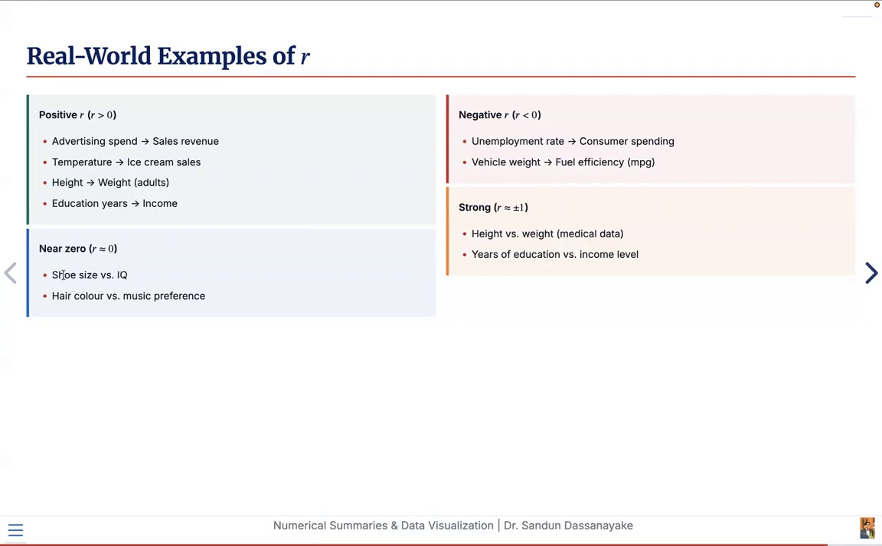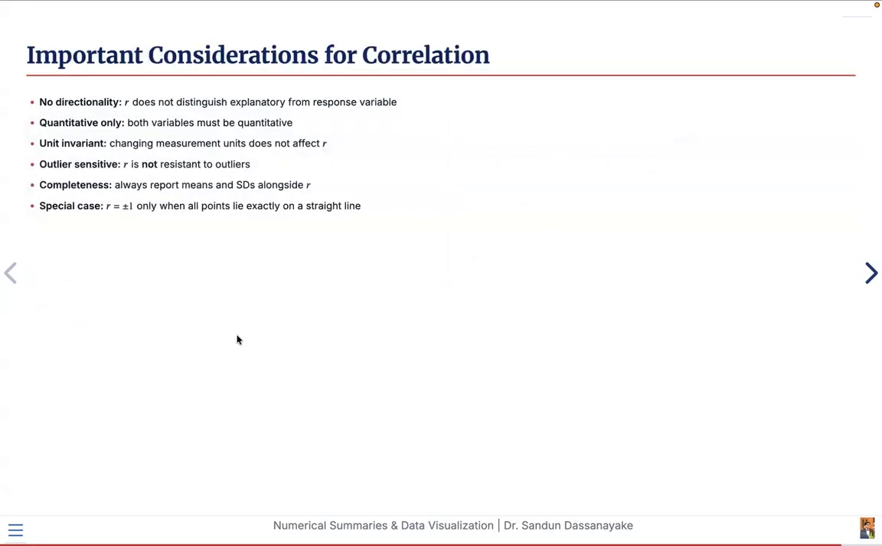Near zero: shoe size versus IQ. You can't say whether your feet being large or small is contributing to IQ. Hair color versus music preference. It's very difficult. I mean, there is no statistical significance.